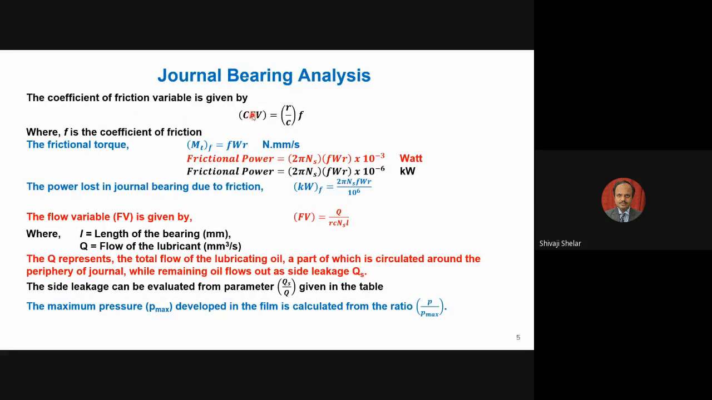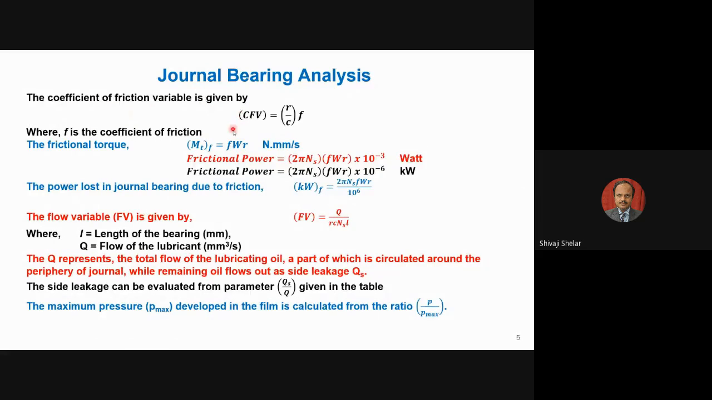coefficient of friction variable. I have already shown one equation, Petroff's equation: f is equal to 2 pi square into (R by C) into mu ns by P. That is called Petroff's equation. You can determine the coefficient of friction by Petroff's equation, but it is very difficult to always measure these values and determine the coefficient of friction. So to determine the coefficient of friction, standard tables are used, and for that standard table, a dimensionless number called the coefficient of friction variable, that is CFV, is used.